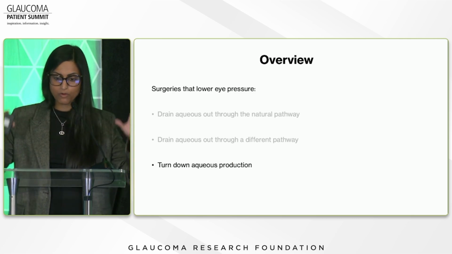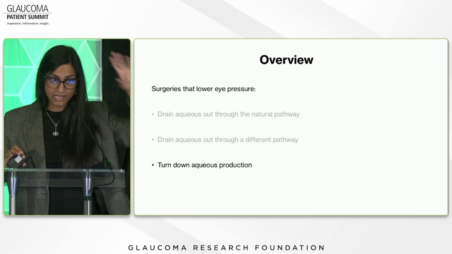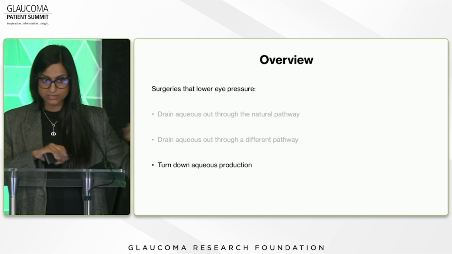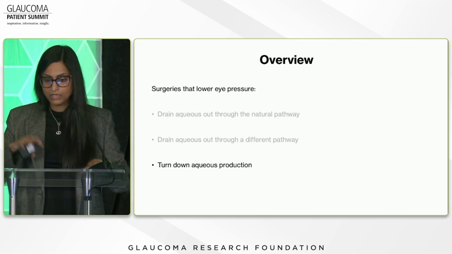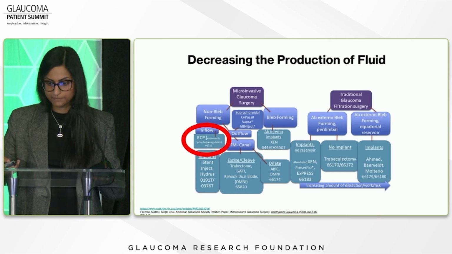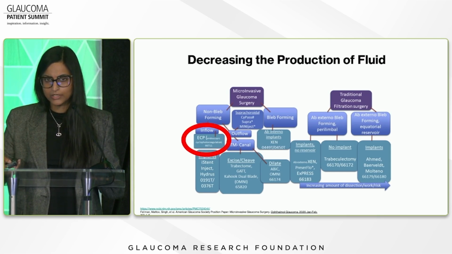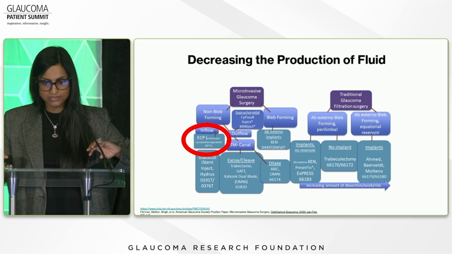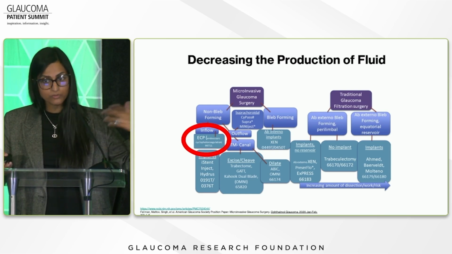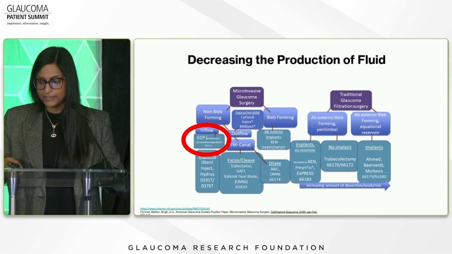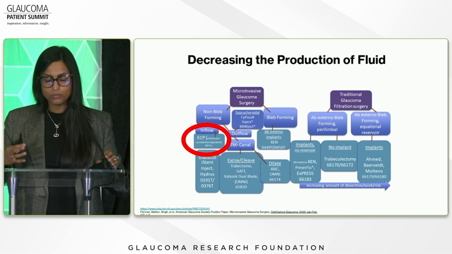So overview, we talked about options where we enhance the existing drainage system, and then we talked about options where we abandon the existing drain and we make a brand new drain. Now I'm going to talk about some options that actually turn down the production of fluid. In this case, it's almost like turning the faucet down, like turning the sink down. So you still have fluid, you still want fluid to be made, the eye still needs some pressure, you just want less.